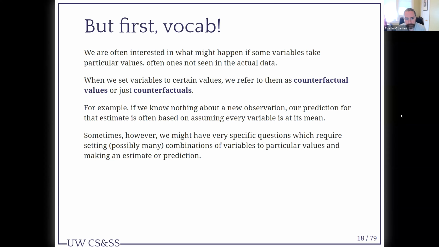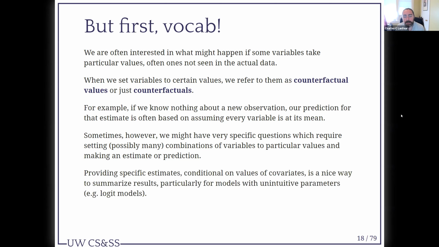Okay. Sometimes, though, we might not want the mean for every variable. We might have very specific questions which require setting possibly many combinations of variables to particular values and then making estimates or predictions based on those values. Maybe what you want to see is what would be an expected value when x1 is equal to 5, x2 is equal to 10, and x3 is equal to 0, but then across a ton of values of each one of those variables. These are all counterfactual scenarios. We then want predicted values from them.